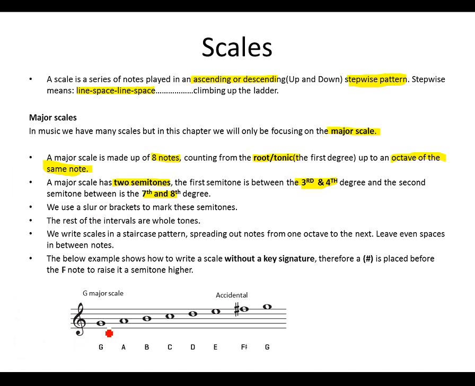So this is our G major. This is 1, 2, 3, 4. This is the first semitone between the 3rd and the 4th degree. And the second one is between the 7th and the 8th degree. It's the first one. Second one.